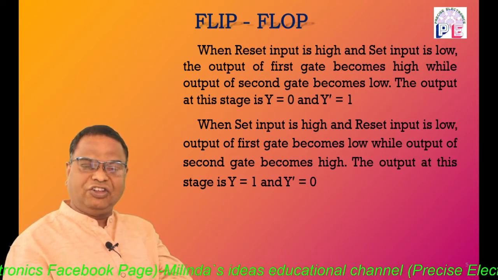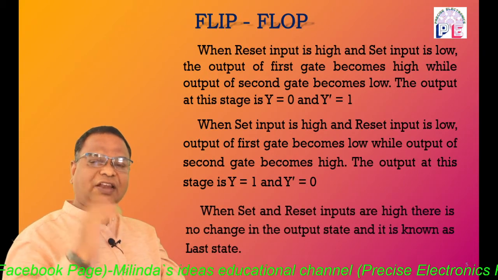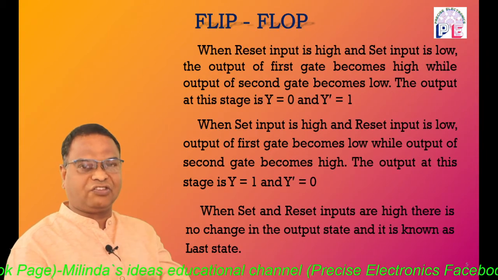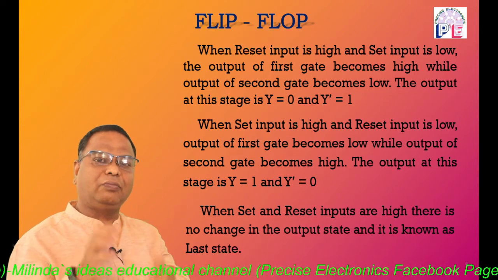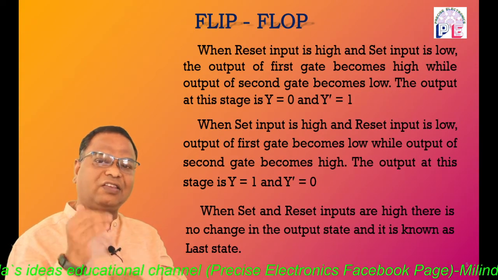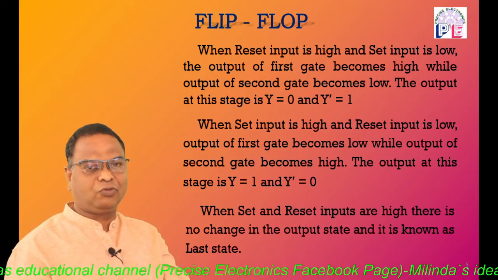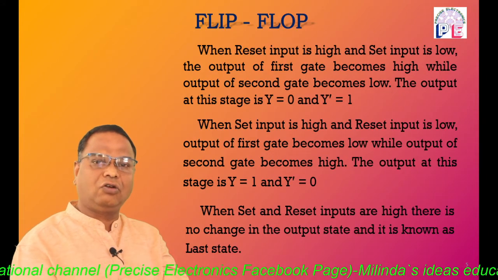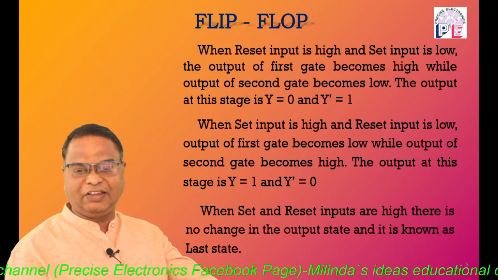Friends, the last condition, when both set and reset inputs are high. When both set and reset inputs are high, the output now remains in the last state. The flip-flop is unable to change the output state, so it remains in the previous state. So whatever may be the last state, either set mode or reset mode, the flip-flop remains in the last state. So these are the workings, these are the conditions, or these are the states of the flip-flop as per the inputs, that is the set and reset inputs.